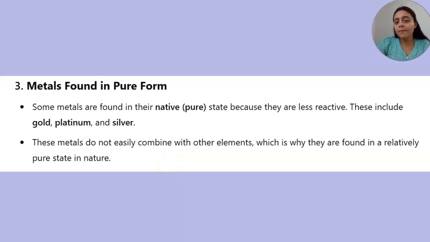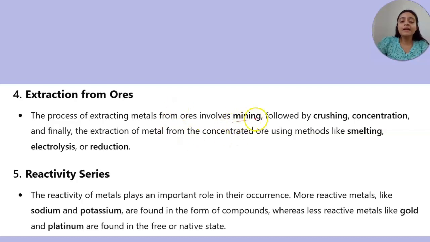Gold, platinum, and silver are less reactive. Extracting metals from ores involves mining, followed by crushing, concentration, and finally the extraction of metal from the concentrated ore using the methods smelting, electrolysis, and reduction. Smelting is heating the metal compound in order to extract the metal from it. Electrolysis is when we pass an electric current through the metal compound. Reduction is when we use certain reducing agents to extract the metals from the compound.